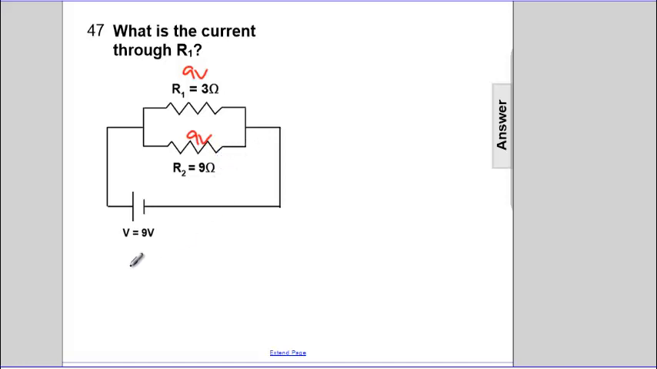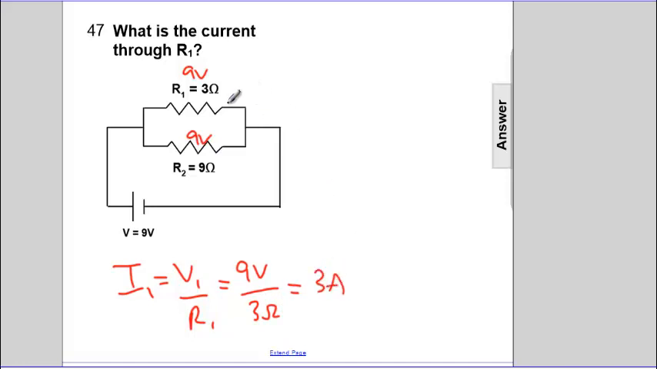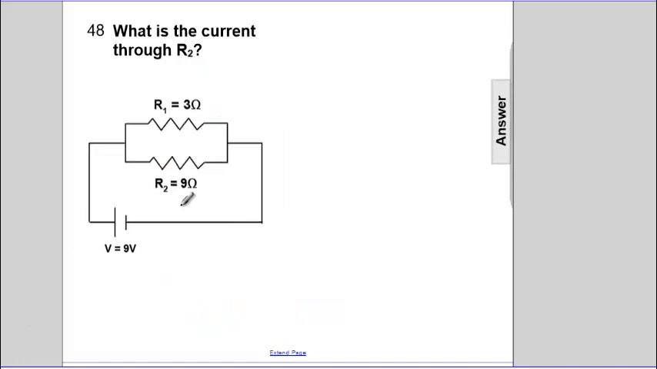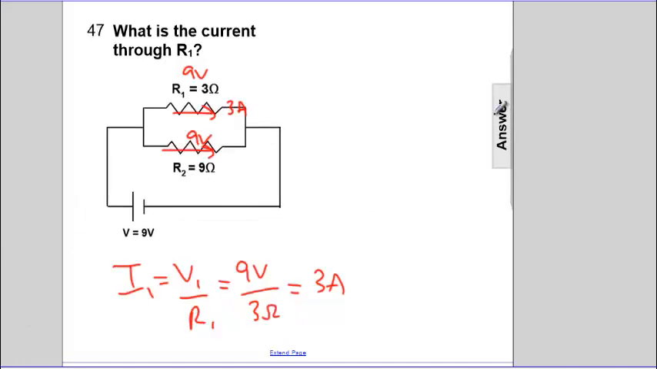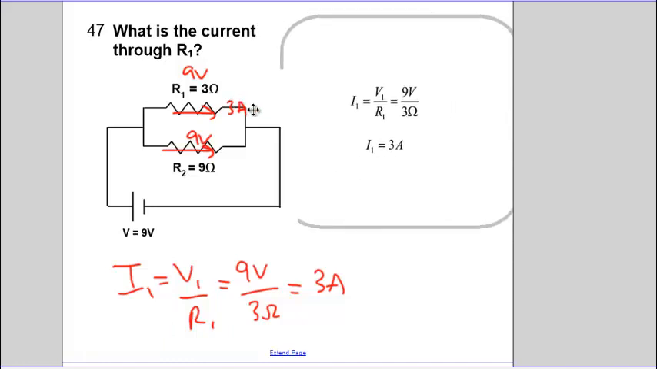So what is the current through R1? That's I1, and that's V1 over R1. V1 is 9 volts, divided by R1 is 3 ohms. You get 3 amps of current in that branch right there. You also get current there. We'll do that next. But let's go back and reveal the answer. Little feedback, 3 amps.